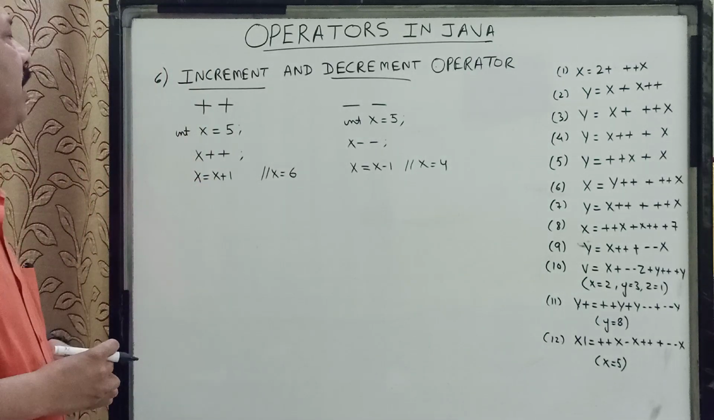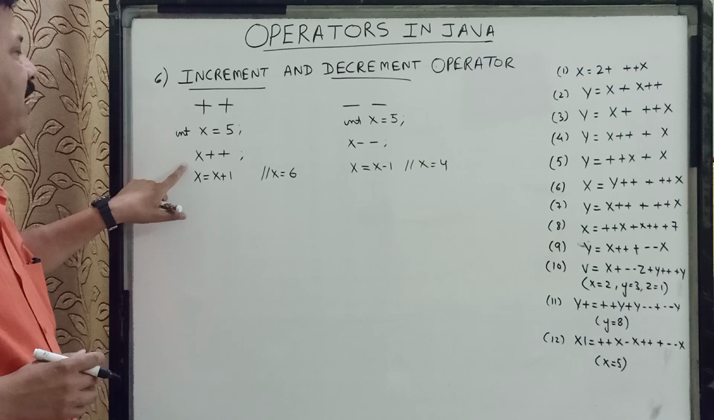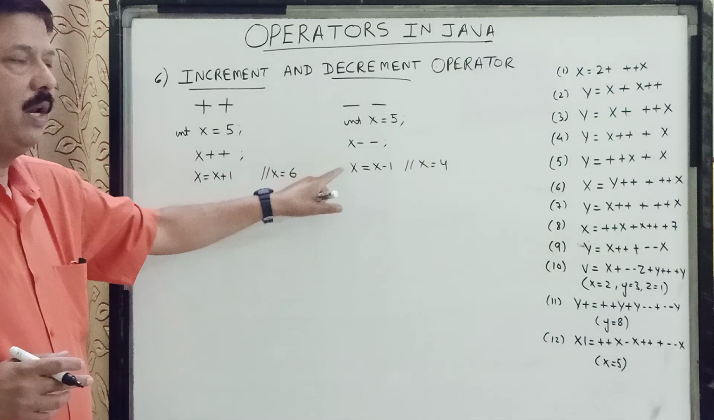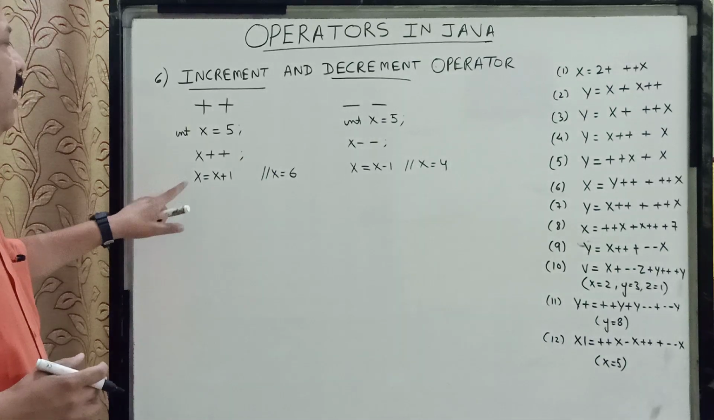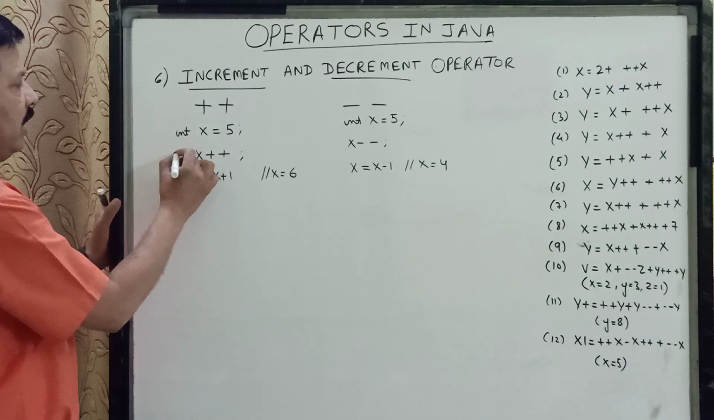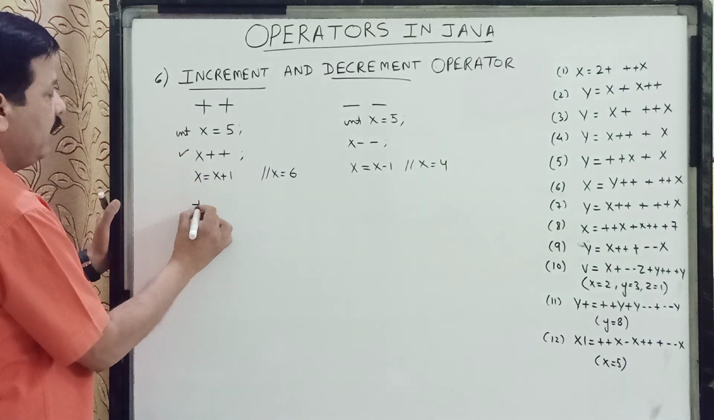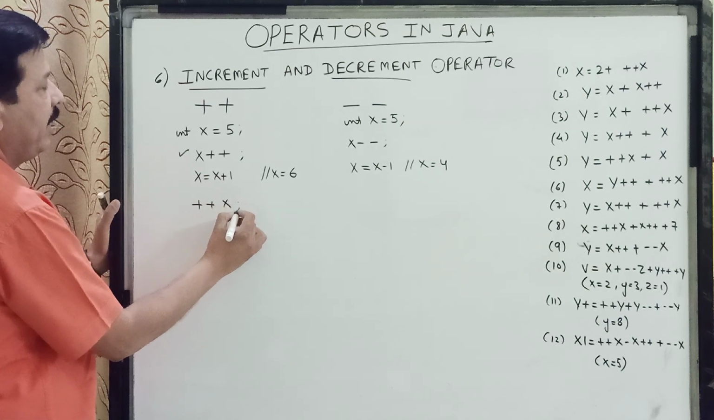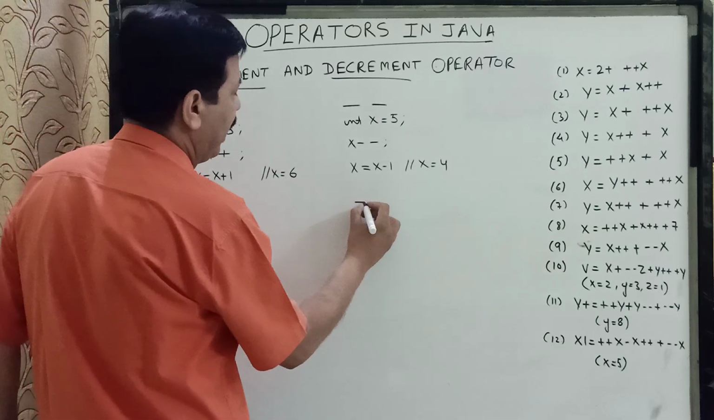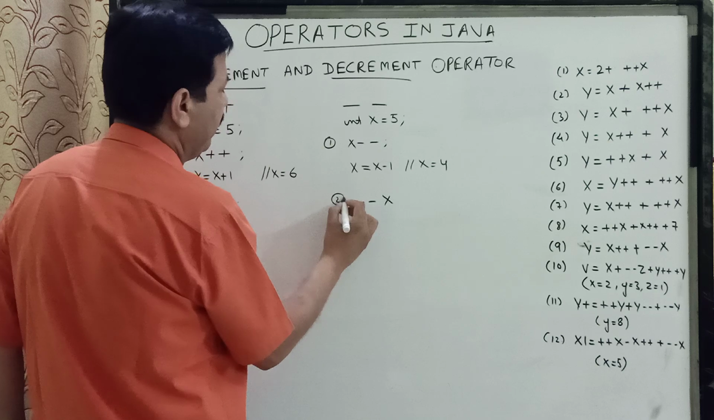So children, an increment operator increases the value of its operand by 1 and the decrement operator decreases the value by 1. Now children, this increment and decrement operator is used in two ways. It can be used in this way and it can also be used in this way. That means the operator can be used first and then the operand, and in this way also it can be used over here.